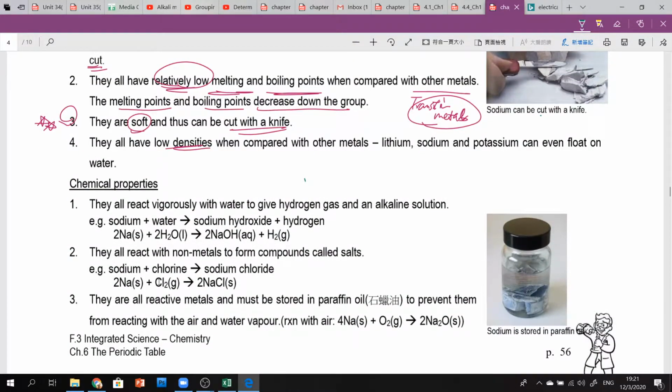In the following video, I will show you the brief chemical properties of those group 1 metals, especially the reactivity with water. Okay, let's check it out.